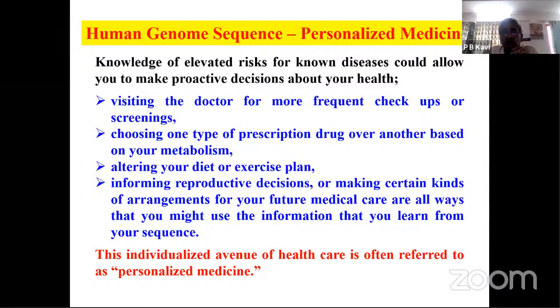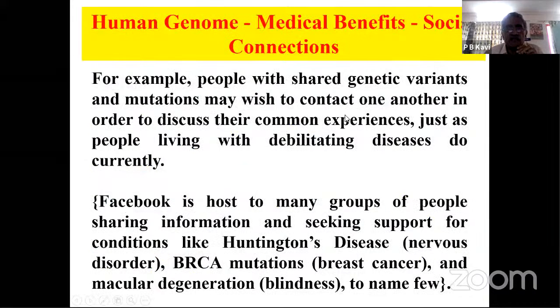So these are some of the practical benefits if you come to know about your genome sequence and also its variations. So it is all the more important for us to find out where the DNA is going wrong in our genome and where it is going right. For example, people with shared genetic variations and mutations are now sharing their views, for example using Facebook, and then they seek support from others.